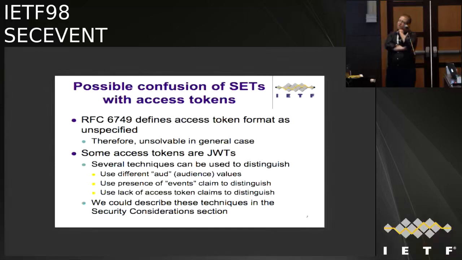Having an events attribute is not enough to distinguish, because part of the JOT language is to say that you're free to ignore data you don't understand. And that's more for versioning reasons. So the problem is that the set comes in, it defines events. Existing ID token systems or access token systems will sort of ignore events because they don't understand events.